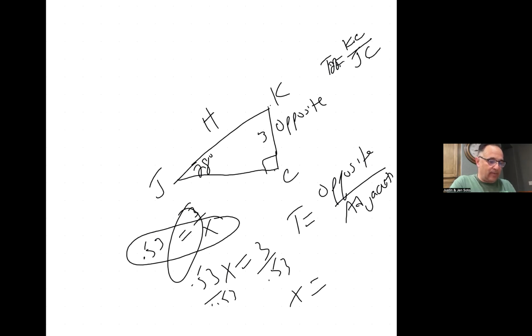Hold on. What would I use a calculator for? Don't want that. Scientific. There we go. All right, we got the scientific calculator there. Okay, so now I'm just going to go, and again, 3 divided by 0.53. 3 divided by 0.53. Yeah, 5.66. So that's your answer right there. So JC is going to be 5.66.